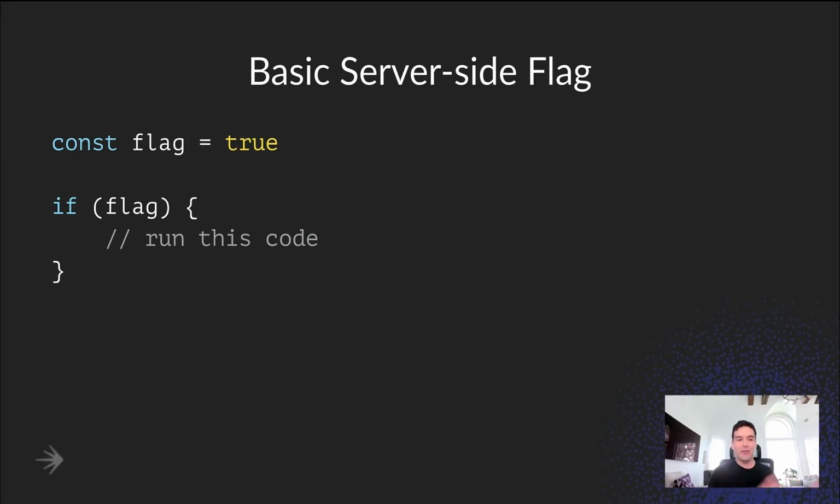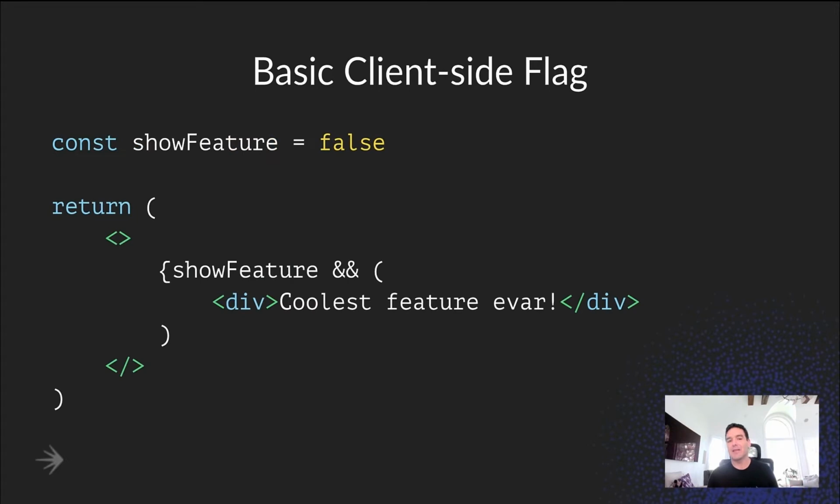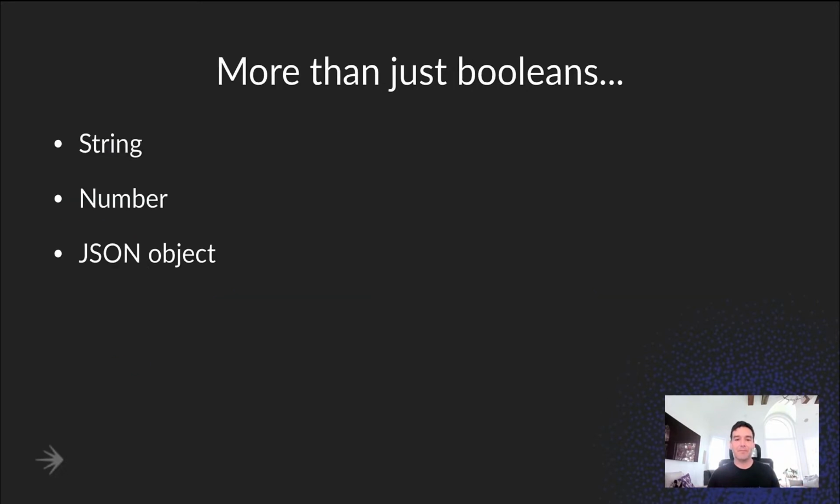If the flag is true, the code will run. If the flag is false, the code won't run. You could also do something client-side where if the flag is true, the feature will show. If the flag is false, the feature won't show. That's the basic logic behind a feature flag. It enables you to easily change whether code will run, and that way you can work on code without having to have that code running all the time.